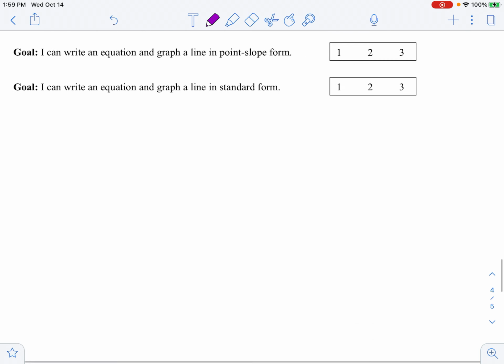Okay? All right, go ahead and re-rate yourself on how you feel about your goals for today. Point slope form. So can you graph a line given point slope form? And then can you write an equation and graph a line in standard form?